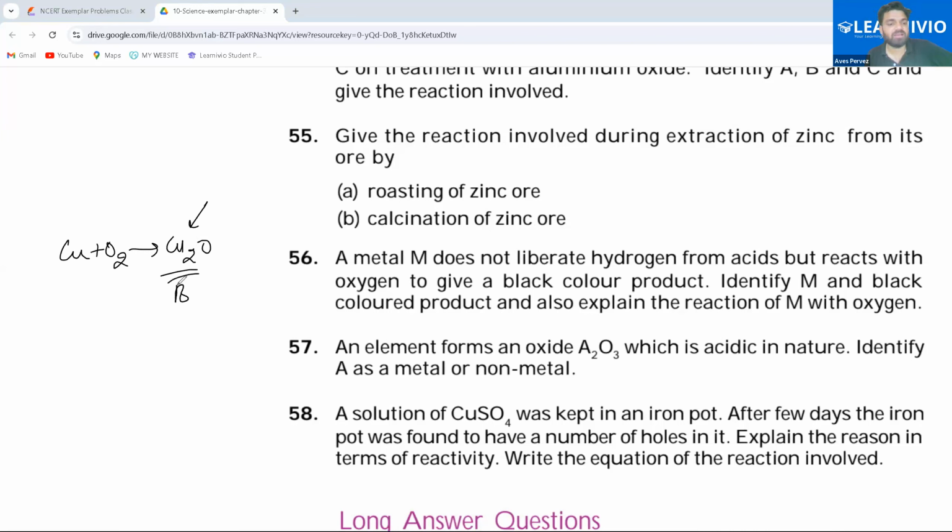Cu, when it reacts with oxygen, will give you copper oxide, and this is black in color. The question asks to explain the reaction and identify the metal M and the black color compound. So this is the black color compound, copper oxide, and this is M. Okay. Next, done this one, you understood?